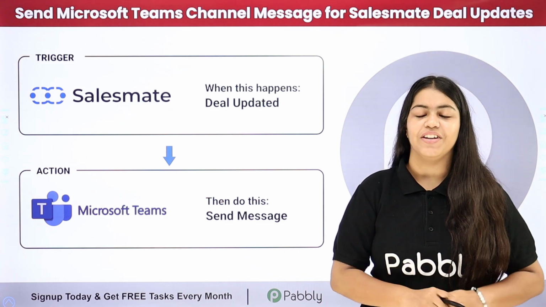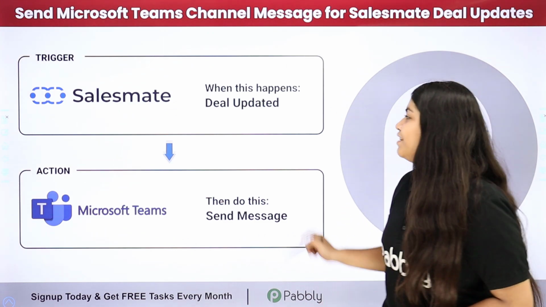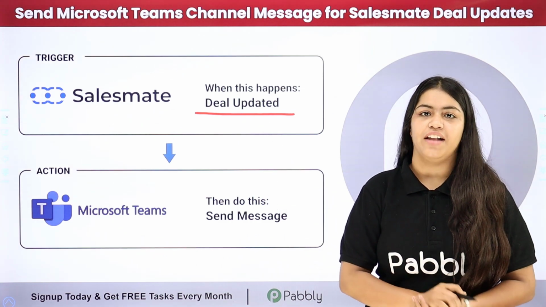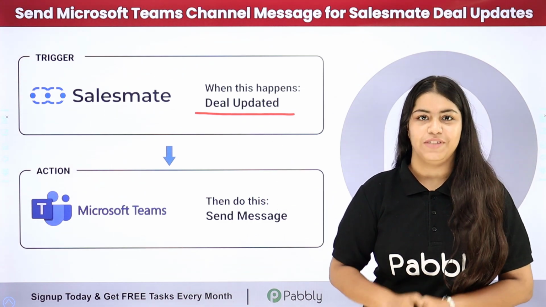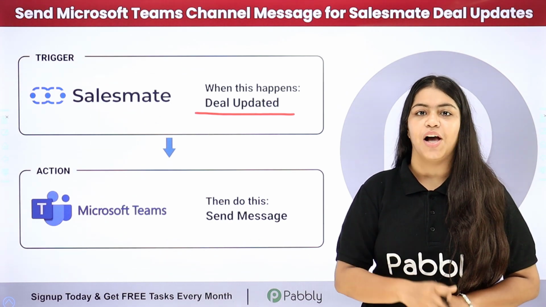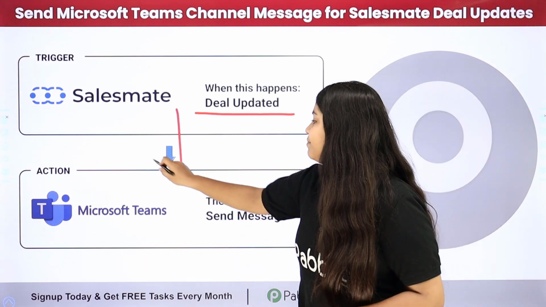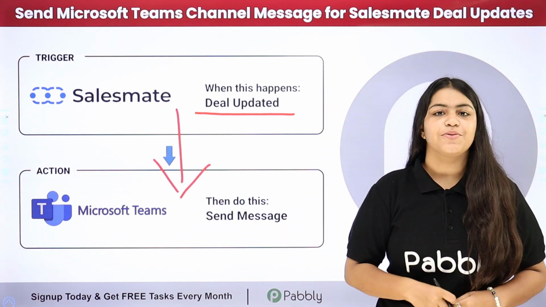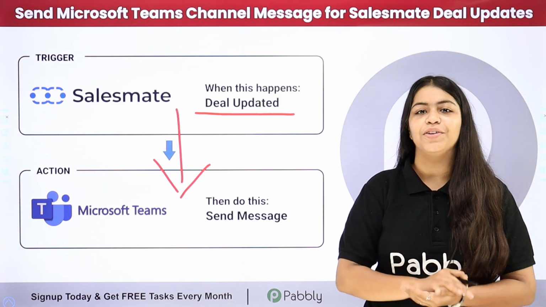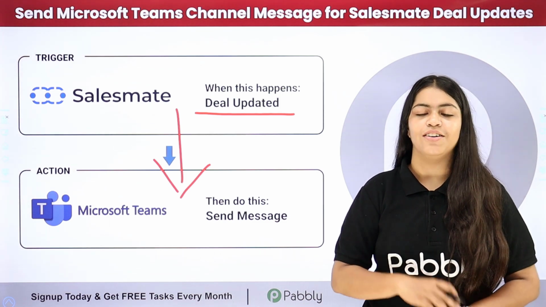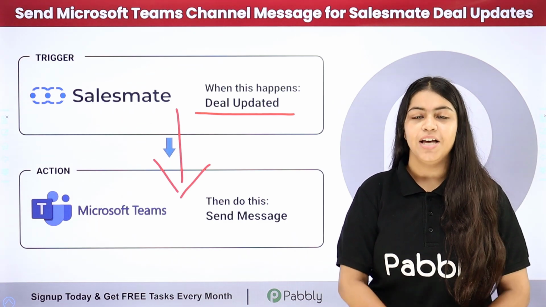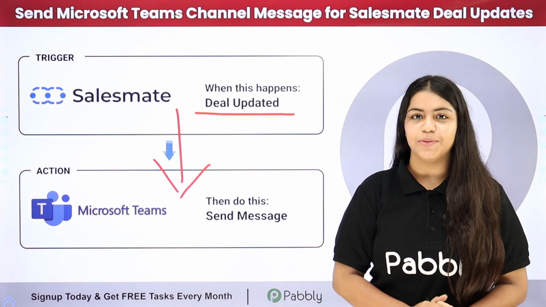So now to keep everyone informed, what I want is that as soon as a new deal is updated in my Salesmate account, automatically a channel message should be sent on Microsoft Teams to notify my team about the deal update. So for this, we are going to create a connection between Salesmate and Microsoft Teams. To create this connection without knowing any programming or coding language, we are going to use Pabbly Connect. It is an amazing automation software. So do you also wish to learn this process step by step? Then let me take you to my computer screen.